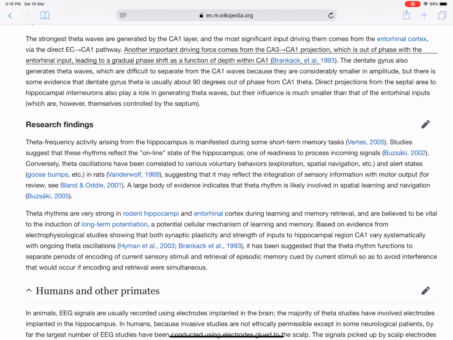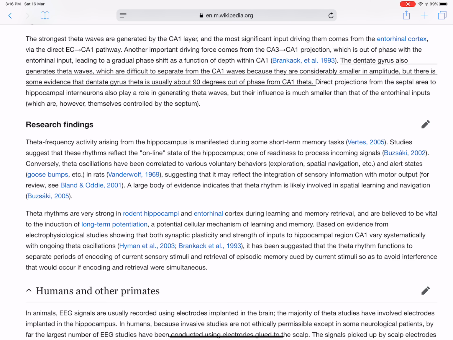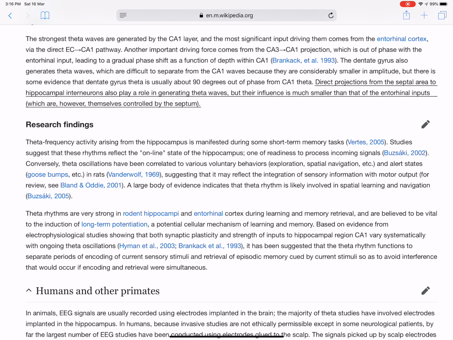Brancak et al. 1993. The dentate gyrus also generates theta waves, which are difficult to separate from the CA1 waves because they are considerably smaller in amplitude, but there is some evidence that dentate gyrus theta is usually about degrees out of phase from CA1 theta. Direct projections from the septal area to hippocampal interneurons also play a role in generating theta waves, but their influence is much smaller than that of the entorhinal inputs, which are, however, themselves controlled by the septum.